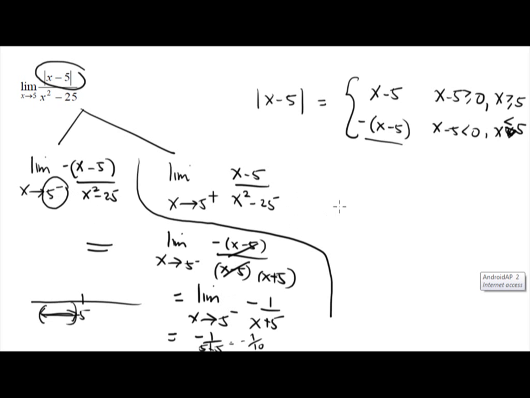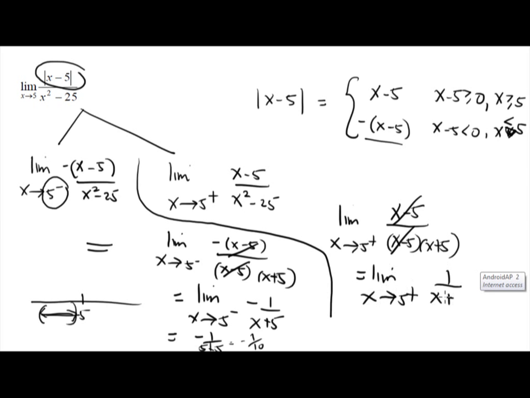On the other hand, this one becomes the limit as x approaches 5 from the right of x minus 5 all over x minus 5 times x plus 5. In the same manner, you can cancel this. So this becomes the limit as x approaches 5 from the right of 1 over x plus 5. Then you substitute 5 to get the limit. This is 1 over 5 plus 5 equals 1 over 10. So the limit as x approaches 5 from the right is 1 over 10.